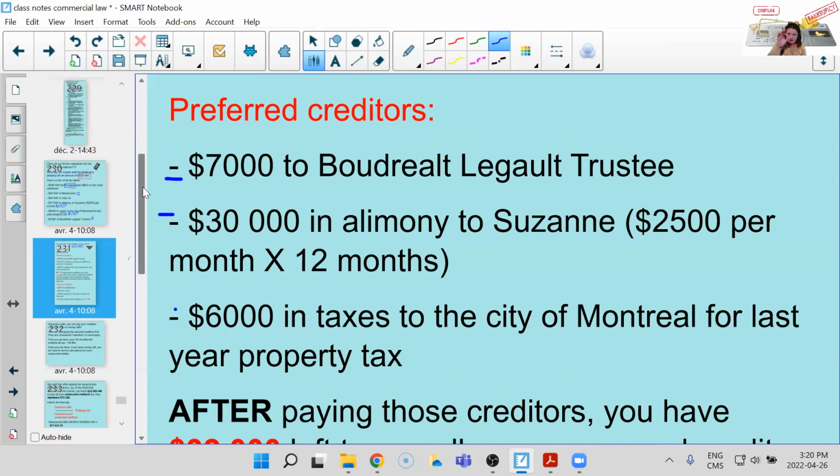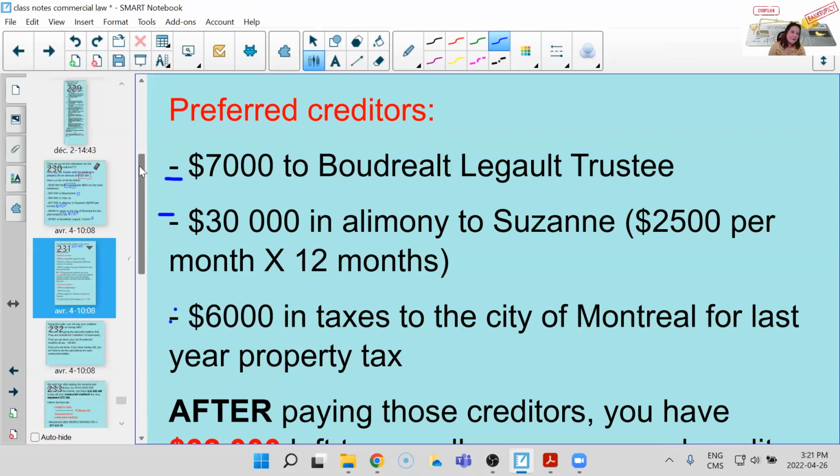I still have $68,000, minus the 30,000 that I'm going to give to Suzanne. I still have 38,000. So I keep going. The next one is minus 6,000. It equals 32,000. So after paying my secured creditors, well, I only had one, so my secured creditor, and all my preferred creditors, the ones on the list of 136, the trustee has $32,000 in his pocket.